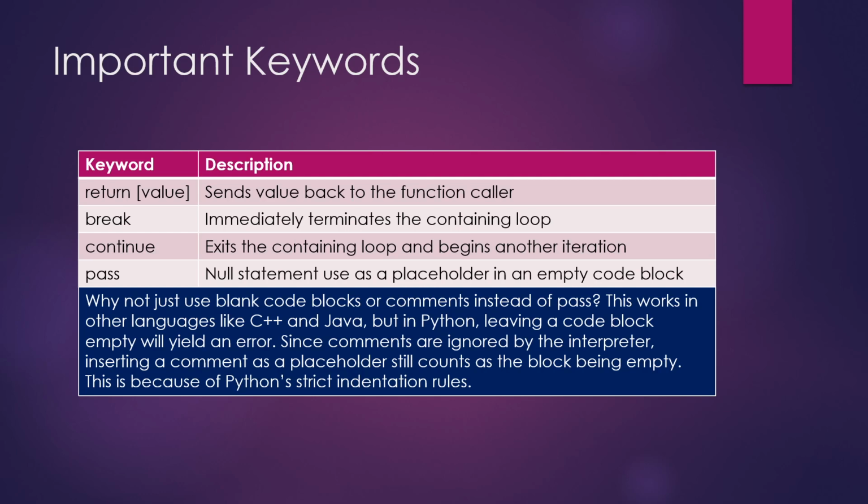So, to make an empty code block, you just put the word pass inside of it. Other languages like C++ and Java rely on curly braces to define their code blocks. And of course, you can always leave a pair of curly braces empty, and it's not going to make a difference as far as the compiler is concerned. It's going to see that there's nothing inside, nothing to do, and move on.